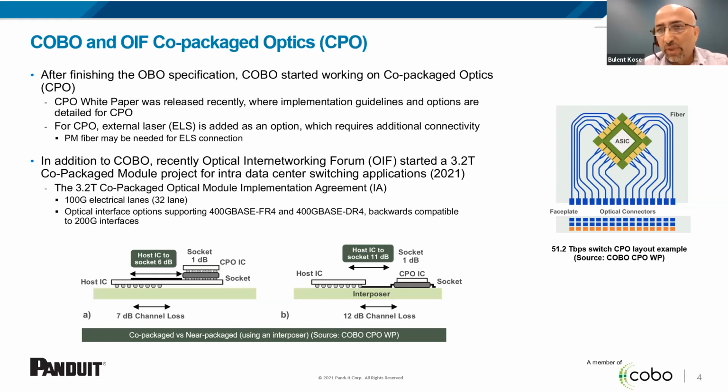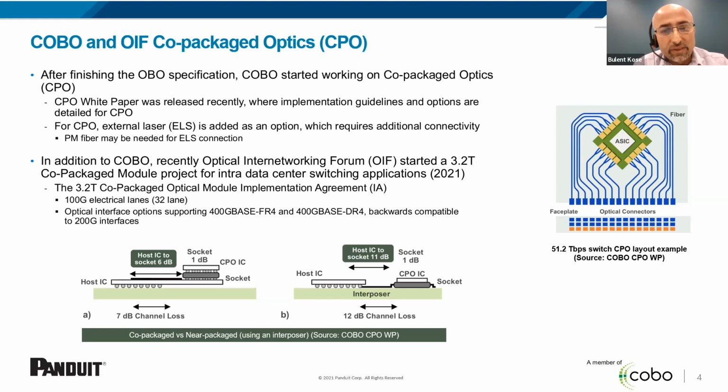There's the ASIC in the middle, and then your optical engines would be sitting at the top of the same PCB. And then you would have these optical fibers that go into the faceplate. The picture on the left shows two different options to do this. And actually one of them is co-packaged optics. The other one is also called near-packaged optics, or using an interposer.